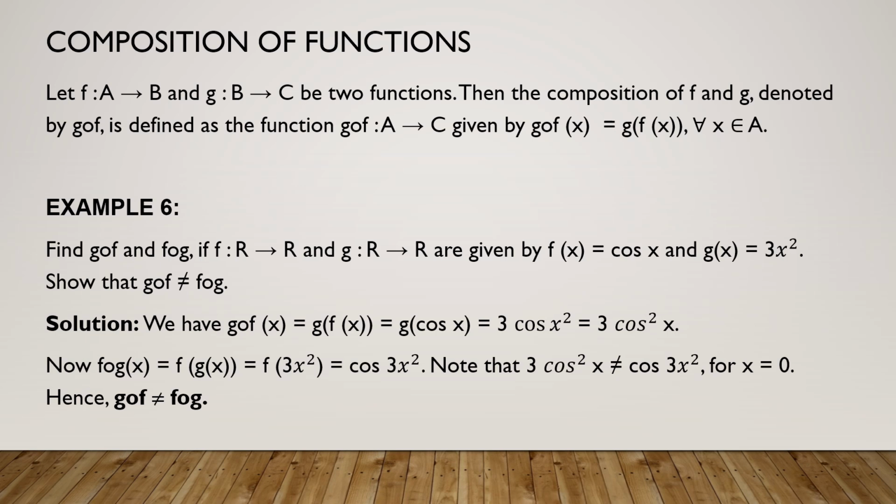Now we find f of g. F of g will be f of g(x). So f of 3x square. What does function f do? It takes a cos value. So it is cos of 3x square. Now remember, 3 cos square x is not equal to cos 3x square. Specifically, you can check for x equal to 0. When x is 0, you know cos 0 is 1. So 3 cos square x is 3. Cos 3x square is 1. 3 and 1 are not equal. G of f is not equal to f of g. So this also shows that it is not necessary that g of f and f of g are always equal.